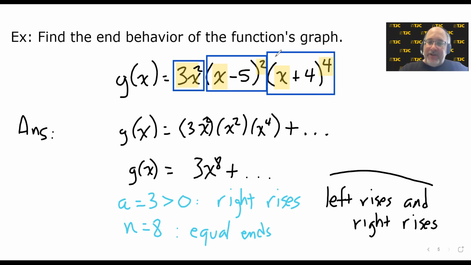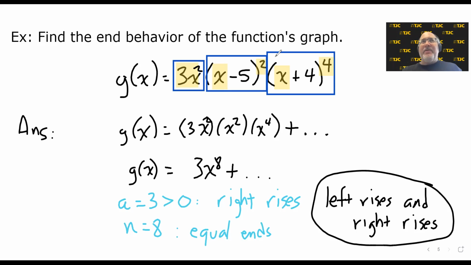So it's really not that difficult to find the end behavior of a factored polynomial function. We just have to dig out the leading term by finding the product, the multiplication problem of the leading terms of the individual factors, along with any powers that might be on those factors.